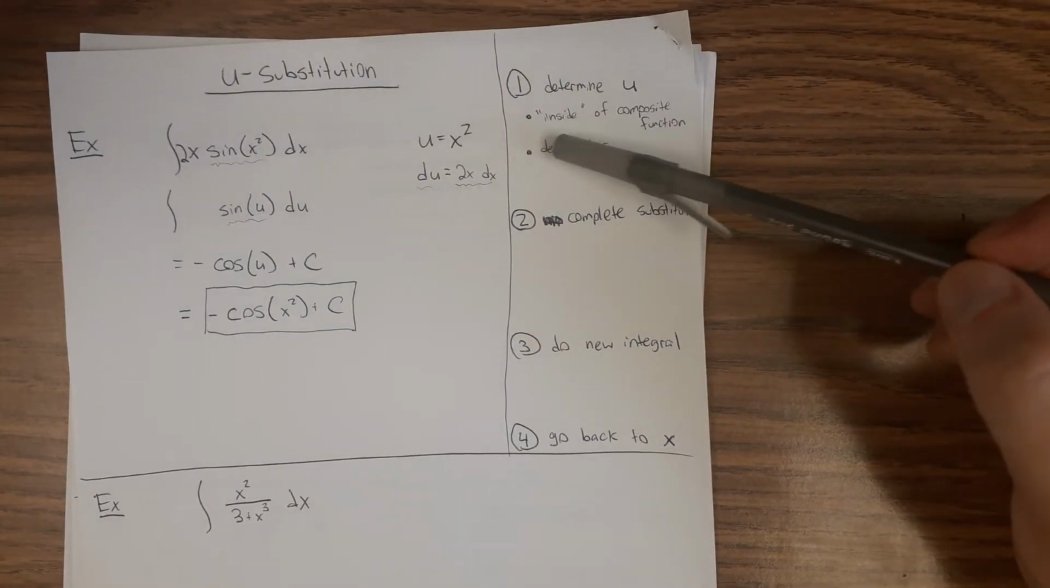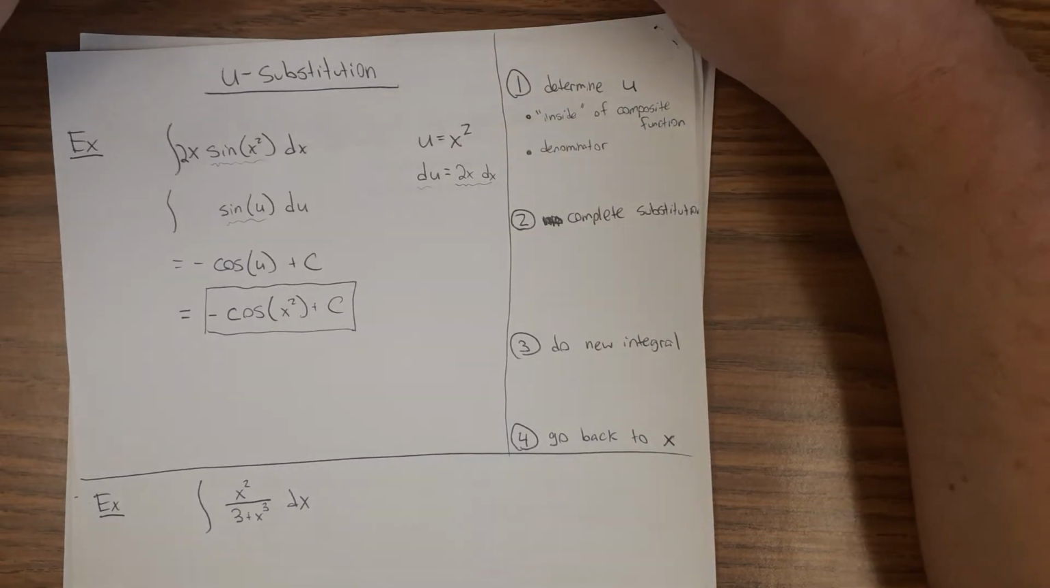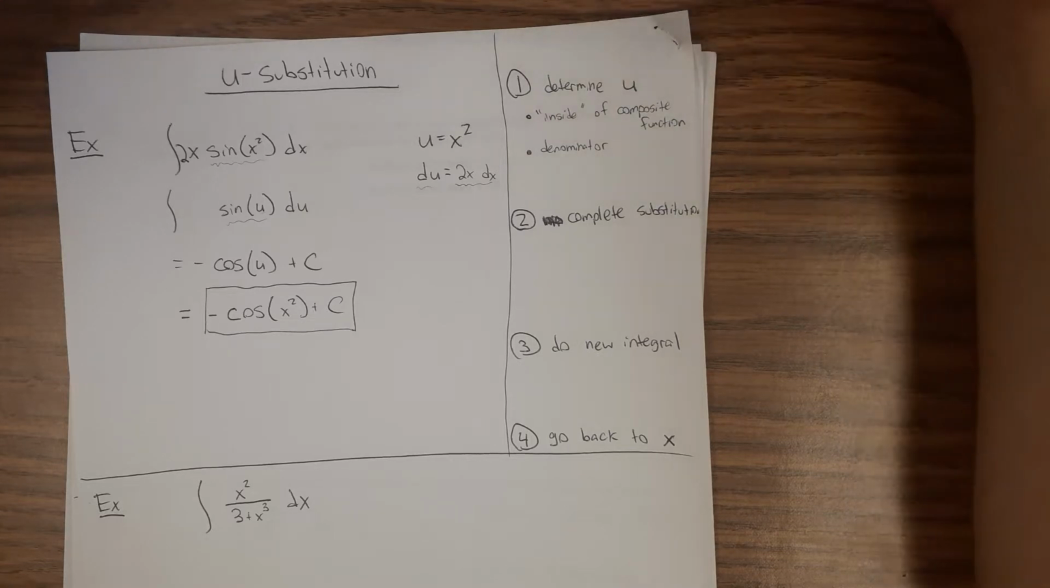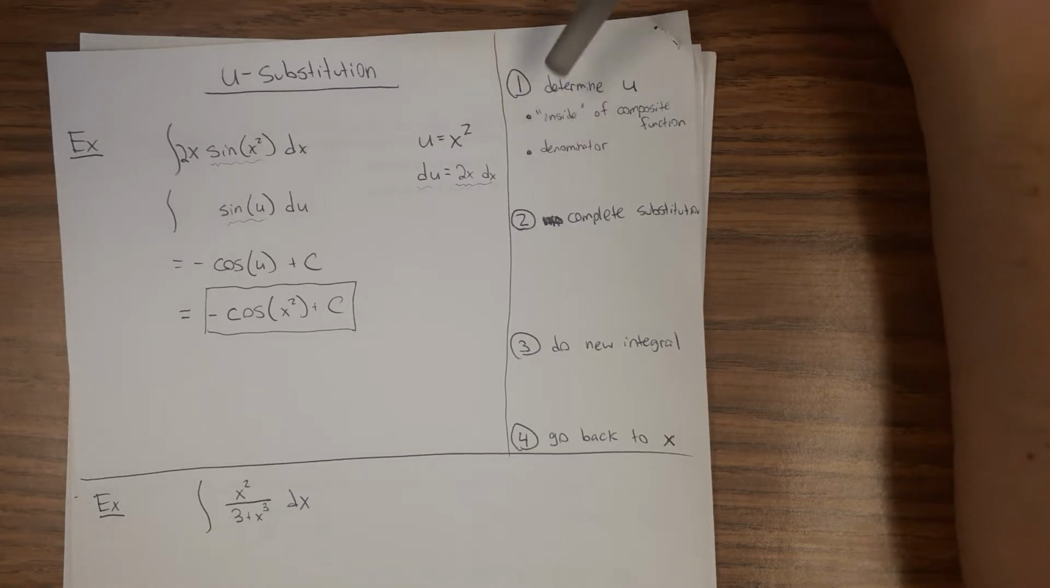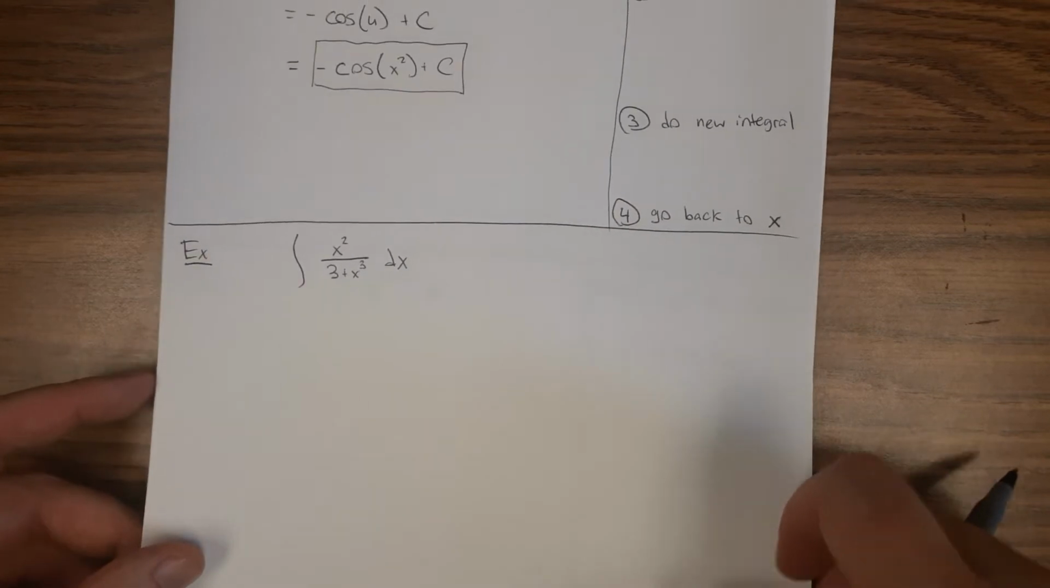It's also a good idea, and this is kind of the same thing, to make u the denominator of a fraction. I should just mention that it's not really possible to give you a complete list of things that are a good idea to make u. Sometimes unexpected things work, but these are the standard first things to try. So keeping that in mind, let's do the next one.